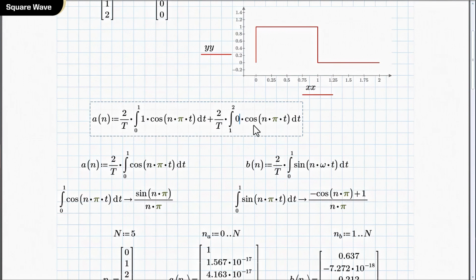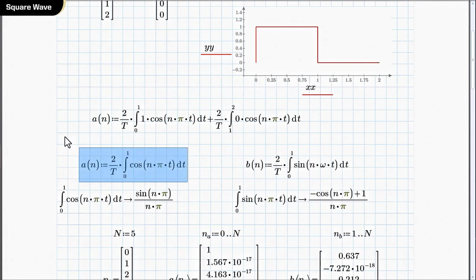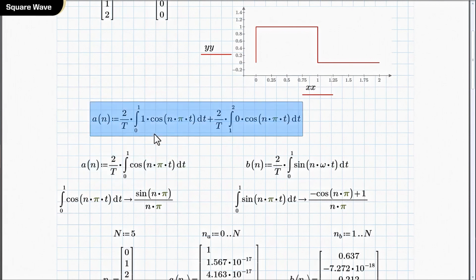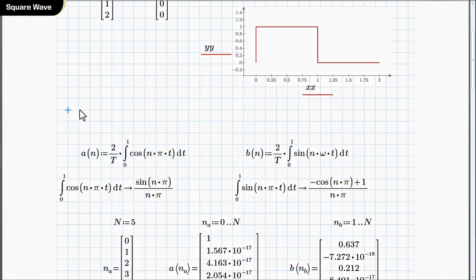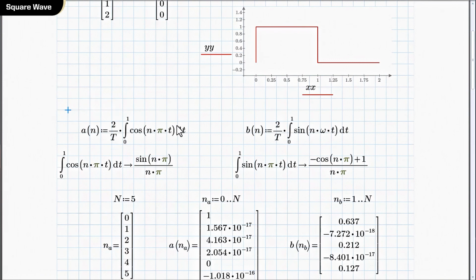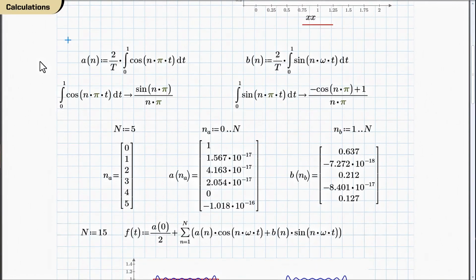Well, the first integral, the f of t, is 1. You can see it right there. The second one is 0. Obviously, I don't need that part right there because whatever it is, I'm going to multiply it by 0, so it doesn't need to be there. You can see right here, I've redefined a, omitting that second integral. So I'm going to get rid of this and maybe scooch some stuff up so we can get more on the screen. Now let me just walk you through the calculations here.